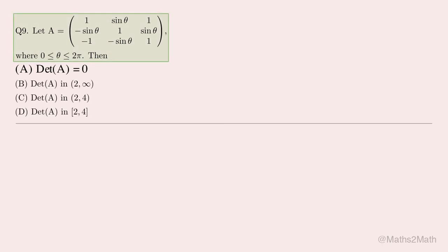Question 9, the final one, multiple choice. The determinant of this sign-filled matrix must be pinned to one of the given ranges as theta sweeps a full circle. We compute the determinant as a function of sine theta, then read off its smallest and largest values.